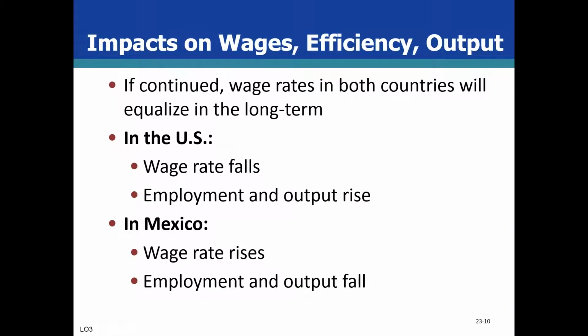What happens in the long term? If the process continued, wage rates will ultimately equalize in both countries at WE, as we showed on the previous graph. In the United States, wages fall and employment and output increase. Because of this migration, the United States economy grows faster.